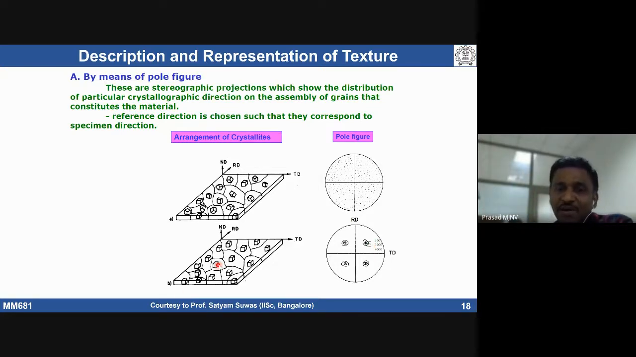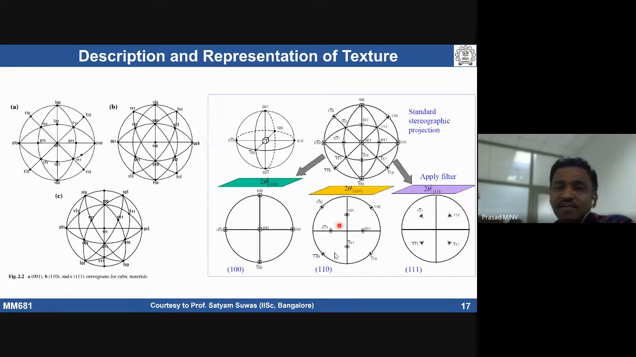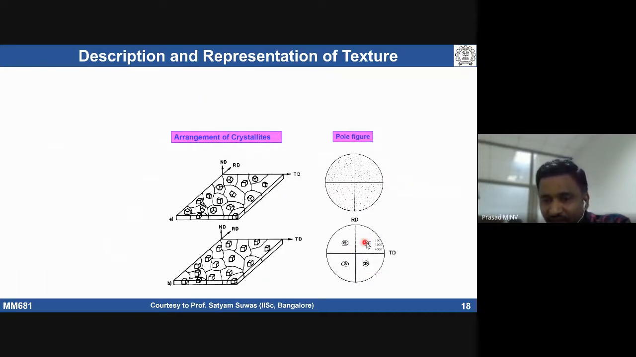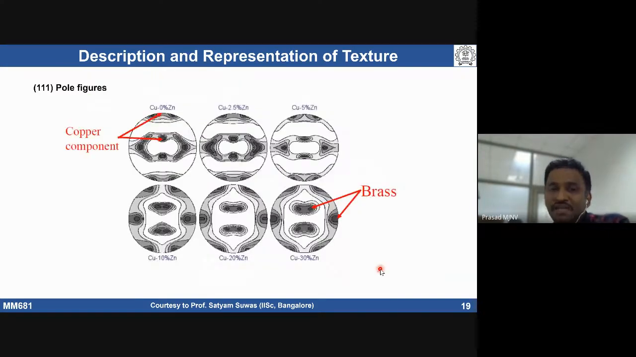In particular, for example, we already know this is a cube texture. We are seeing particular intense poles. If you take one particular projection, say the 111, and there are high intensity poles developing, it indicates that a strong texture is building up in the material.